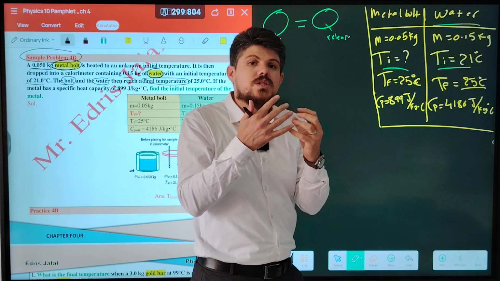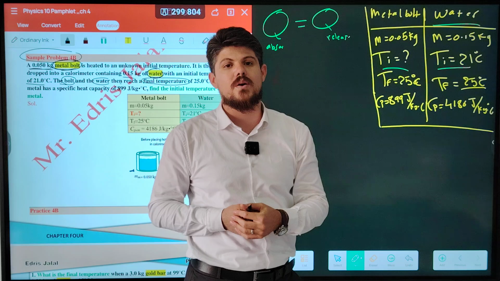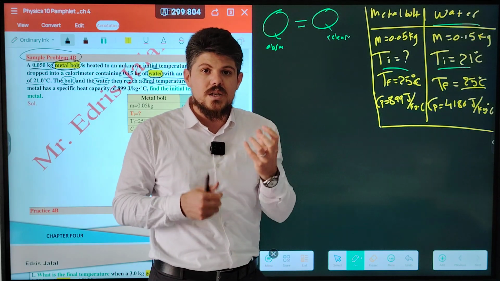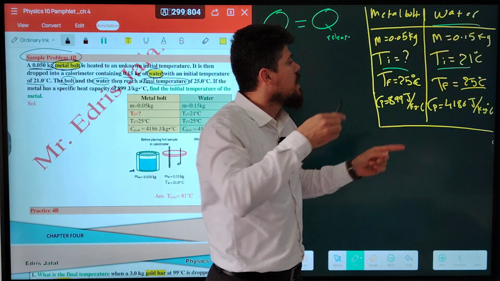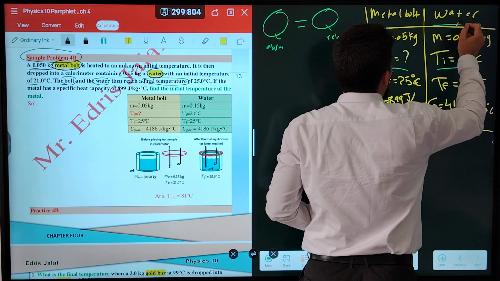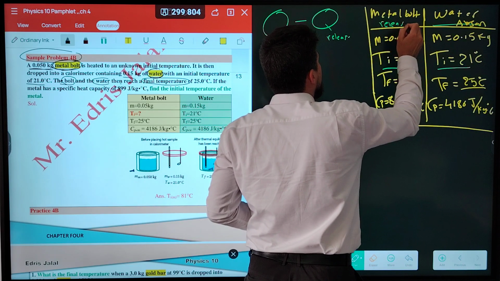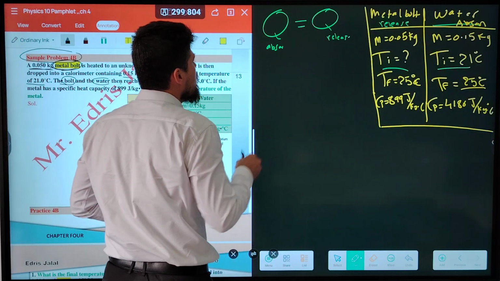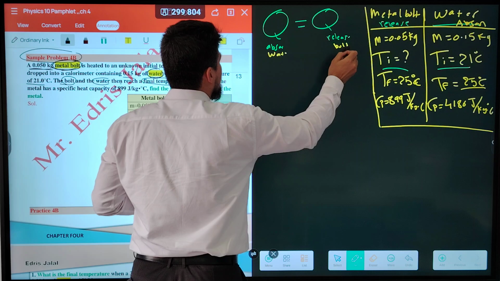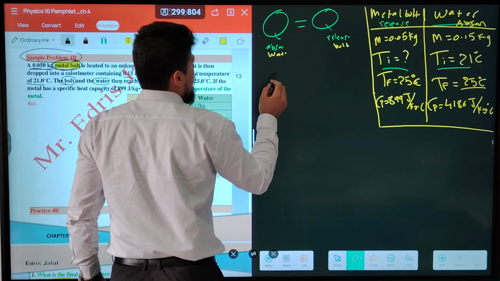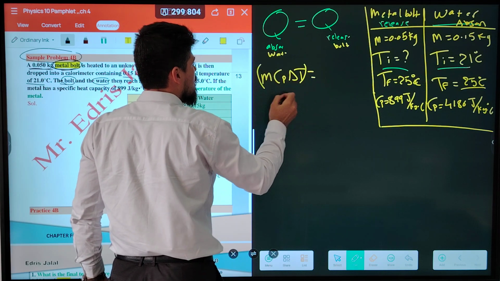When a substance increases its temperature, does it gain energy as heat or release? Absolutely it gains. Why? Because when a substance gains energy as heat, its temperature increases. So because the temperature of the water increases, the water absorbs and the metal bolt releases. This is very important. So which one absorbs? Water. Which one releases? The metal. So Q is equal to what? m Cp delta T for water.